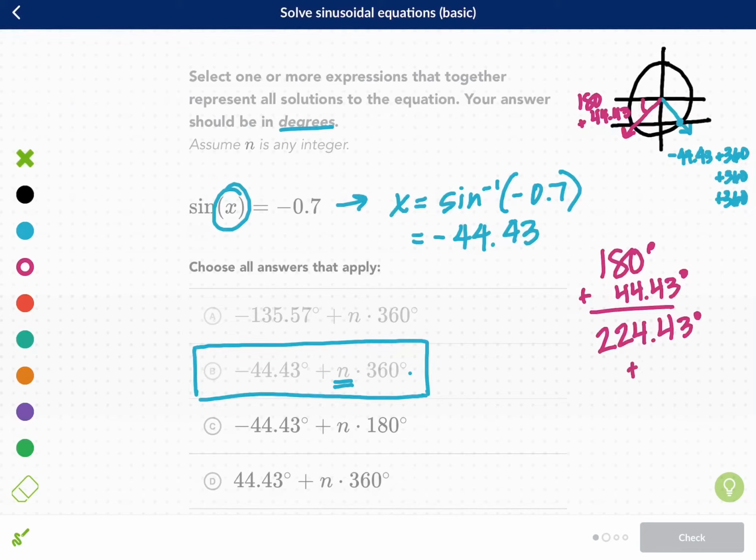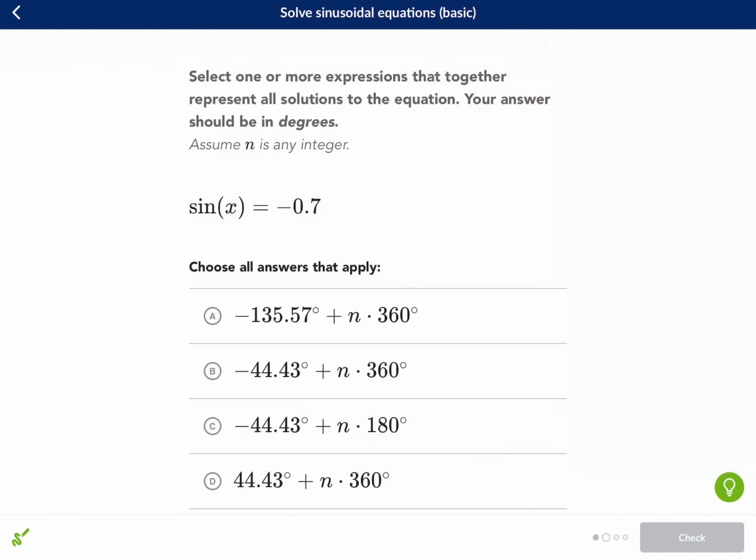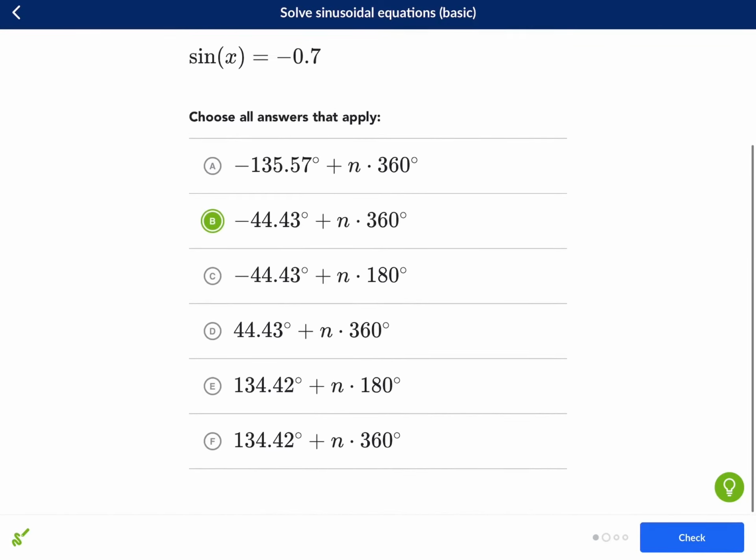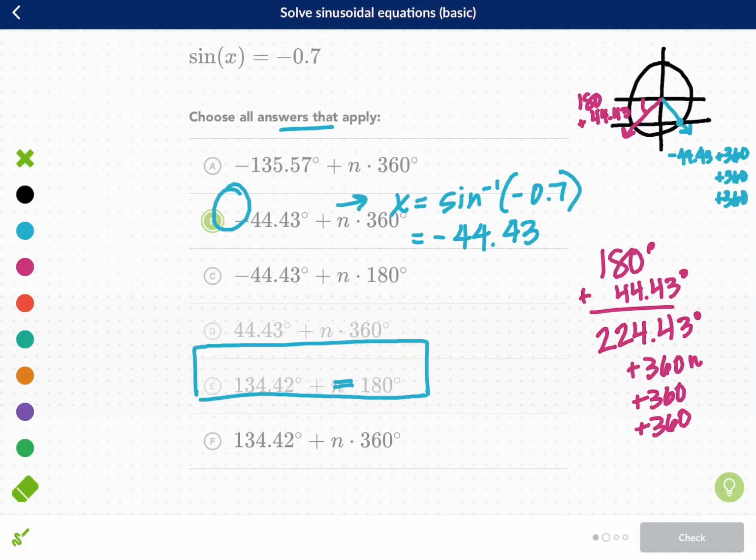That's one way we could think of it. And again, every single 360 will come back. So we would want to have 360 times n. So we know one of the solutions is there, but I don't see my 224.43. Let's see if it exists or if we have to write it in a different form. So we like this one. But yeah, I don't see that one. So let's try to write it in a different form.